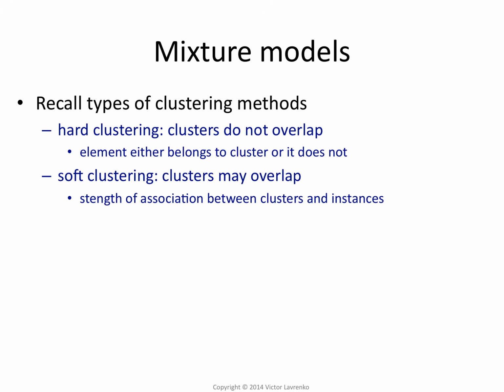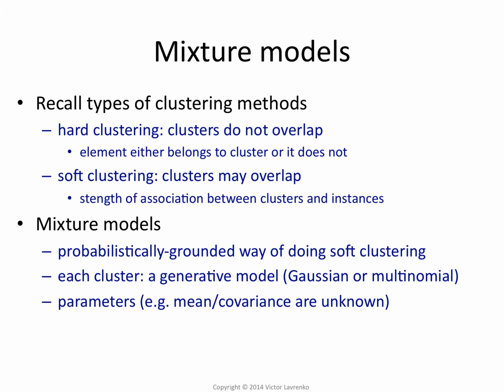One way to think of mixture models is as a soft clustering. It's kind of like clustering, only points are assigned to multiple clusters, and they have a probability that they came from the clusters that you had. So that's the basic idea in soft clustering. Mixture models are, in general, probabilistically grounded ways of doing soft clustering.